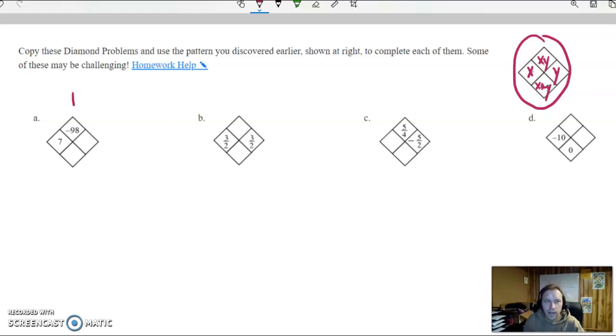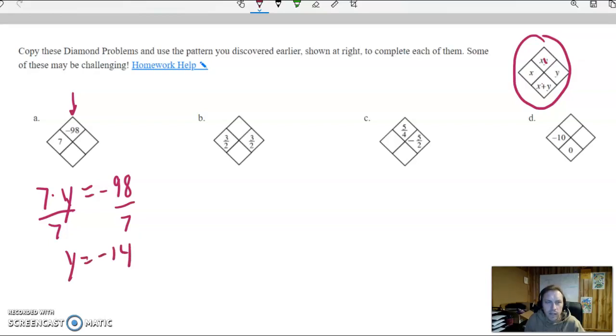So if we look here, I have the number 98. That comes from when I multiply these two numbers together. Well, I only have one number. So what I have to do is say, well, if this is negative 98 and I got it by multiplying 7 times some number to get negative 98, well then I simply need to divide by 7. If I divide by 7, I get y equals negative 14. And so I put that in the box, negative 14.